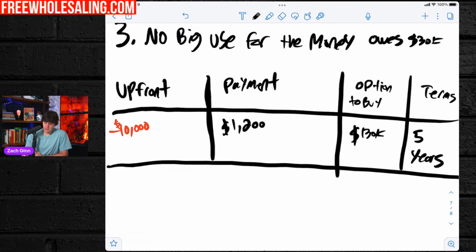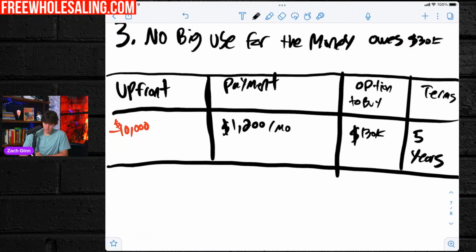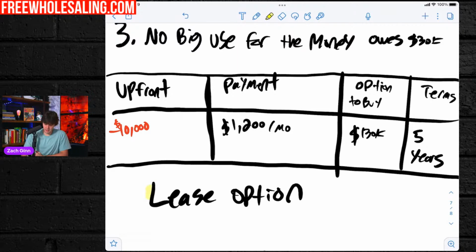So basically what that means is this is what a lease option really looks like. I'll call this a lease option. This is what a setup for a lease option looks like for most people, right? I agree to give the guy $10K up front. I use my little pointer tool. I agree to give the guy $10,000 up front. I pay him $1,200 a month. And at the end of 5 years, I have an option to buy this thing for $130K.